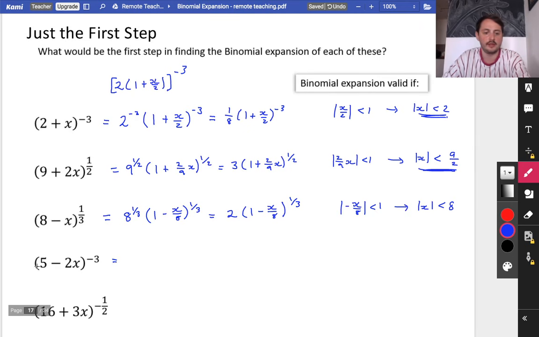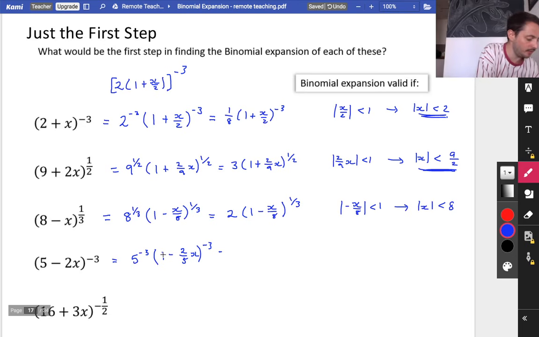Okay, we're nearly there. We're going to pull out 5 to the power of minus 3, and that will leave us with a 1. Notice how these have all got a 1. That's the most important thing here. And I'm going to have it as 2 over 5x to the power of minus 3. Now, 5 cubed, I believe, is 125.